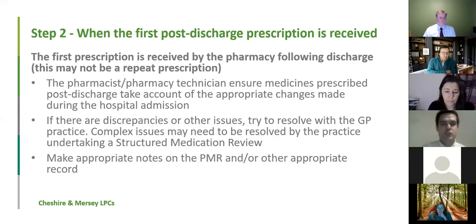Okay, stage 2. Stage 2 is the reconciliation you do when the first prescription has come through from the GP. Now, it may not be a repeat prescription. So if they have sent an acute item, but you notice that the repeat slip's changed, or you can access the summary care record and check, it hasn't got to be the full repeat prescription that you do this on, okay?